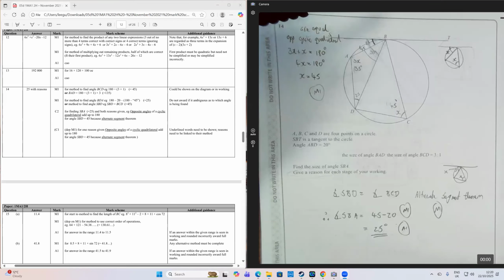And we've got to try and find the angle, what does it say? Find the size for the angle SBA. SBA is therefore 25. We found it out. That one there must be 25. And that is our answer.